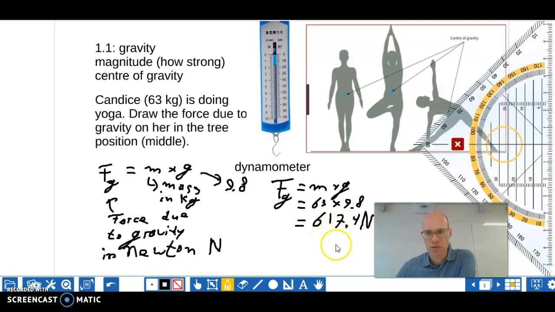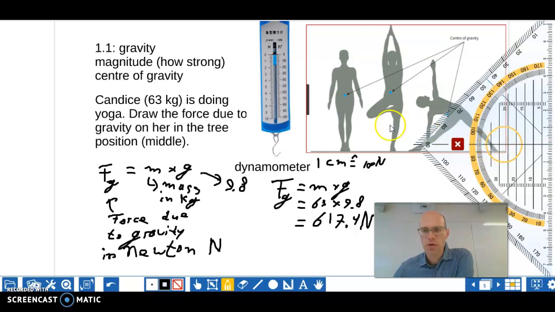617 or 610 newtons. And if we want to draw that, we need to know where it starts, and that's the center of gravity, and the direction, well, we know that's down, and then we need to know how long, and for that we need a force scale. Well, you can see it is just more than 600 newtons, and we want to get somewhere between 5 and 10 centimeters, so I propose a force scale of 1 centimeter corresponds to 100 newtons.